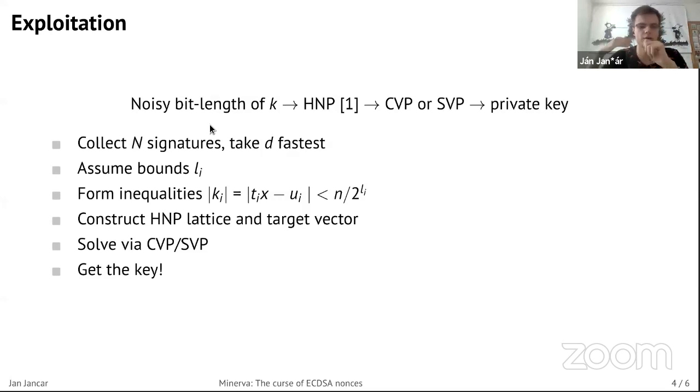So how this works is that you collect n signatures, some large amount of signatures, and take d of the fastest.